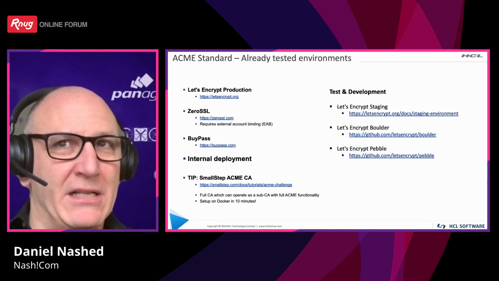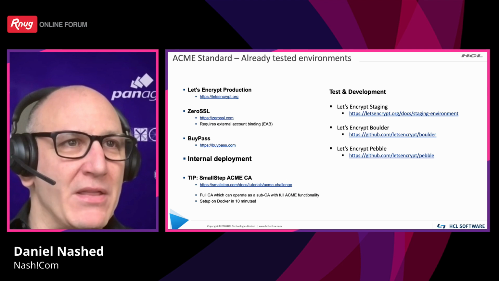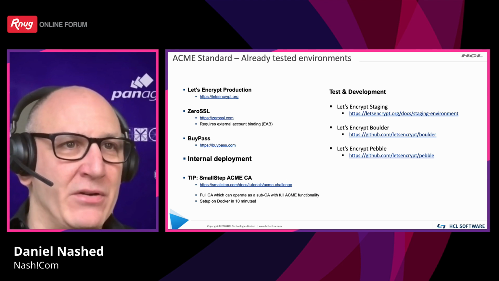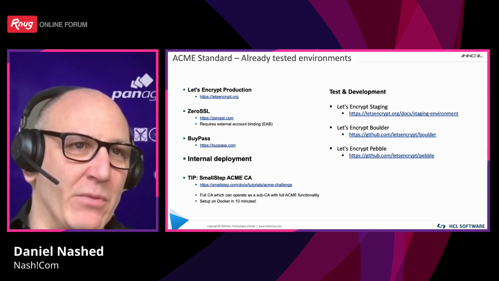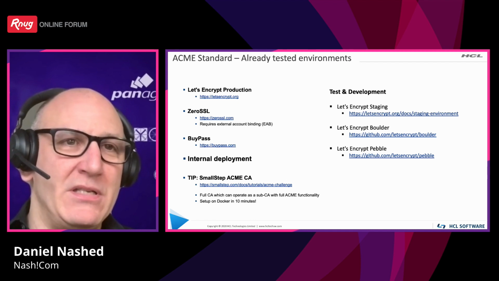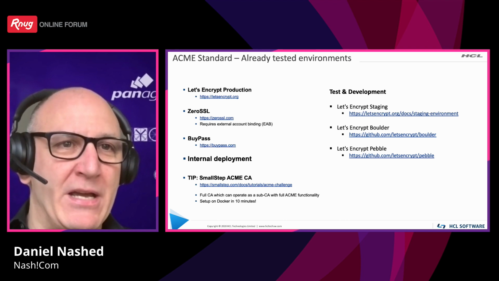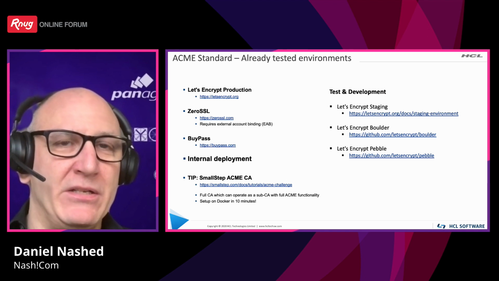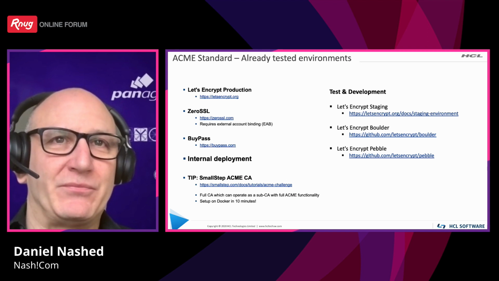Those are more for Let's Encrypt ACME developers. We have ZeroSSL that has been tested. We have BuyPass, which is another CA. And there is a very interesting open source project, the ACME Smallstep CA, a full-blown CA that also supports the ACME protocol, which can be used to generate certificates for your internal deployments. This could even be a sub-CA of a different CA, for example a Microsoft CA, and be used to automatically generate trusted certificates inside your environment.